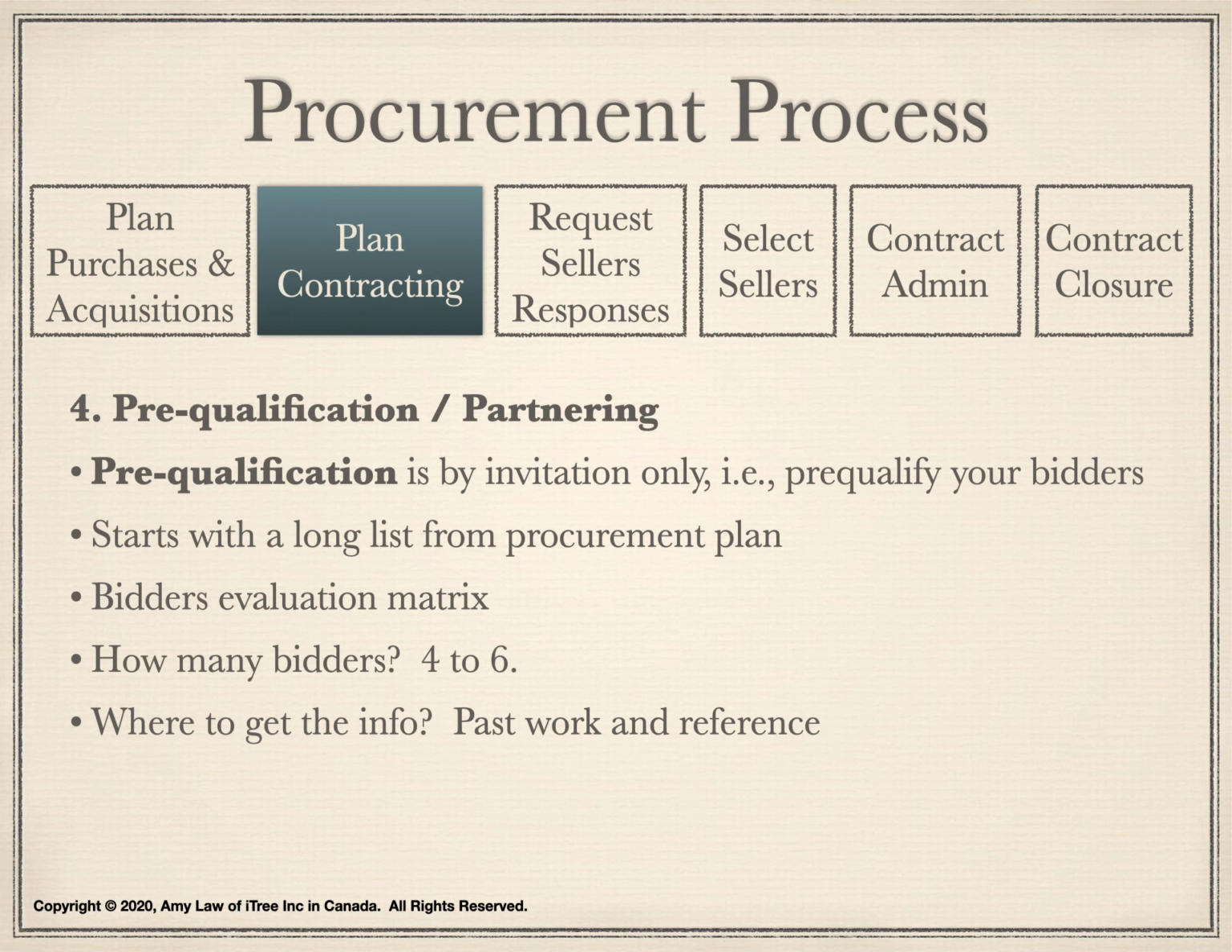Pre-qualification is by invitation only. The buyer starts with a long list from the procurement plan and pre-qualifies the bidders through a bidder's evaluation matrix. Typically, the buyer has 4 to 6 bidders and gets the information from their past work and references.